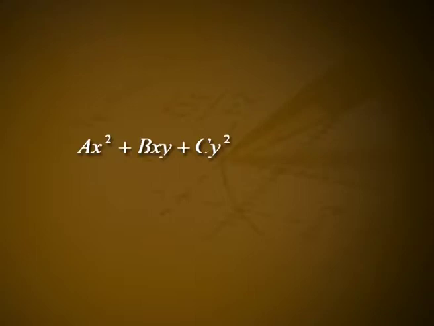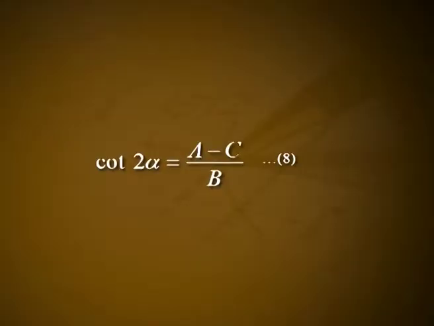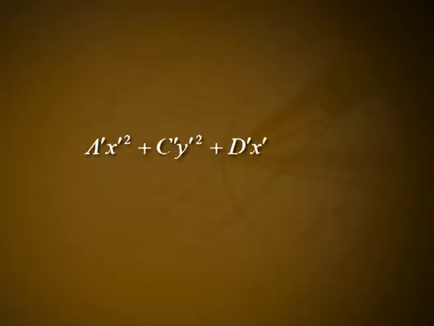Theorem 1. If the equation ax² + bxy + cy² + dx + ey + f = 0, equation number 7, is such that b ≠ 0, and if an x'y' coordinate system is obtained by rotating the xy axes through an angle α satisfying cot 2α = (a − c)/b, equation number 8, then in x'y' coordinates, equation 7 will have the form a'x'² + c'y'² + d'x' + e'y' + f' = 0, equation number 9, an equation not involving the cross product term.